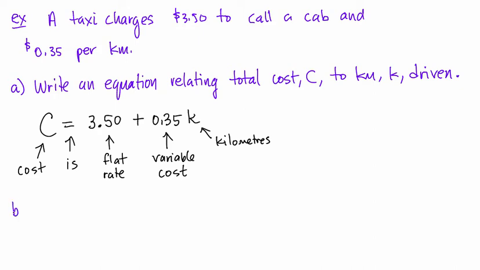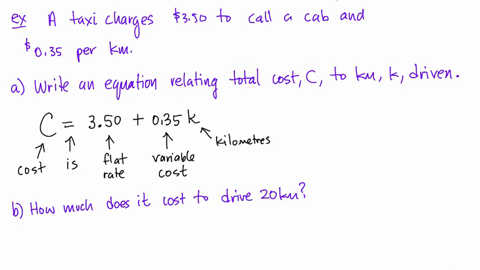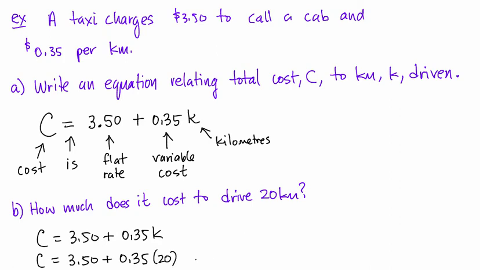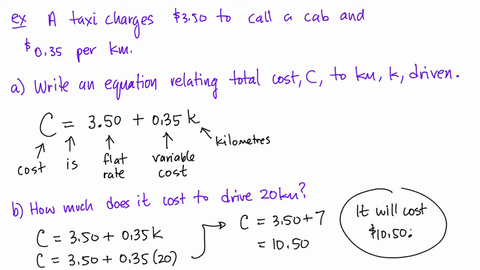So let's see if we can use this equation and solve this next question. How much does it cost to drive 20 kilometers in this taxi? So the cost is, just copy this question out again, 3.50 plus 0.35k, and now you do a substitution, 3.50 plus 0.35 times 20, and you might need a calculator for that. The cost is $3.50 and an additional $7, so it'll cost $10.50, and since this is a word problem, I should write that out and put the proper units in there as well.